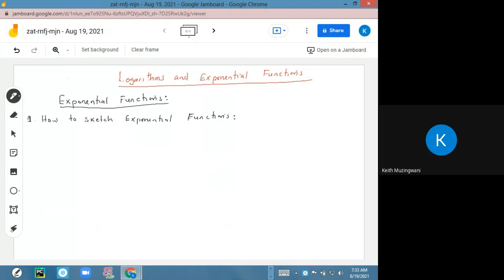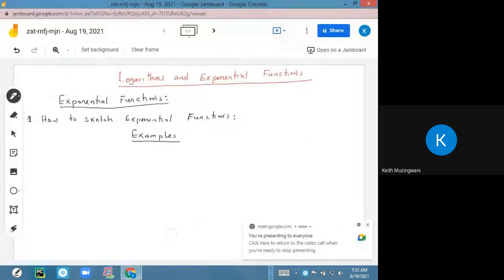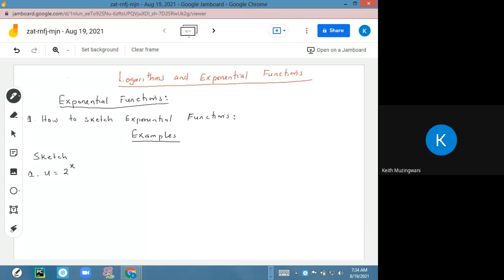So we take them as examples here, starting with 1, sketch u is equal to 2 to the power x. That is u. 2, v is equal to 2 to the power negative x. 3, we'll sketch w. W is equal to negative 2 to the power x.